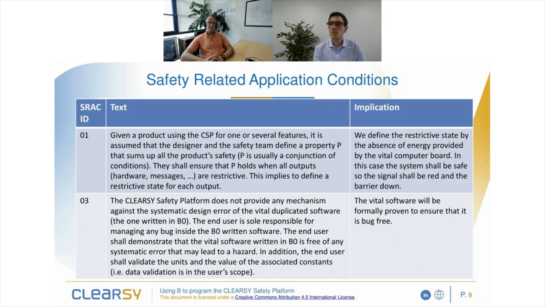So in our case, basically, as Thierry said before, we want the barrier to be closed when there is a problem or when there is a train. So we define the restrictive state as the barrier being closed, and we need to be sure that when there is a failure or when the platform is unpowered, then this property of barrier closed holds.